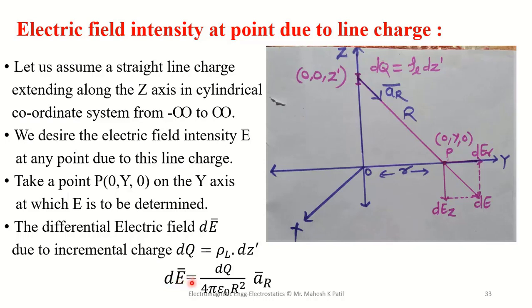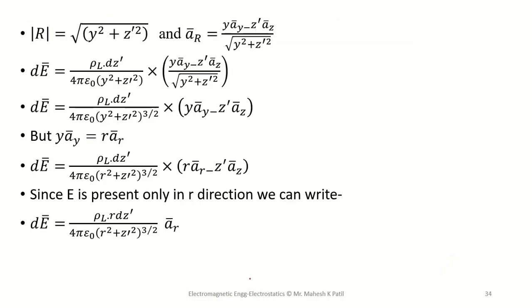Now the electric field intensity due to a point charge has the formula E equal to Q upon 4 pi epsilon naught r square a r bar. So this is the electric field intensity due to a point charge. The same we will use here. Instead of E we'll write dE. Instead of Q we'll write that point charge as dQ. Then 4 pi epsilon naught r square a r bar. Now we'll simplify this equation.